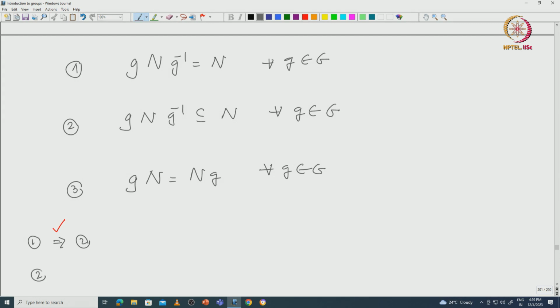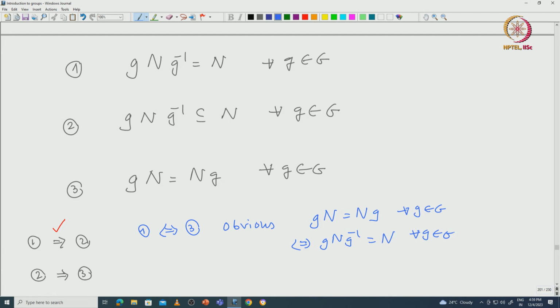So now what about 2 implies 3? Let's observe the following. 1 if and only if 3 is obvious, because if we rewrite G N equal to N G, then that is equivalent to G N G inverse becoming capital N, and this is true for all G in G. So this is indeed a very obvious statement. So now, because of that, we will just prove that 2 implies 1, and 3 implies 1 is obvious.